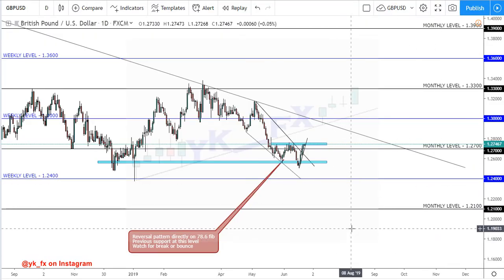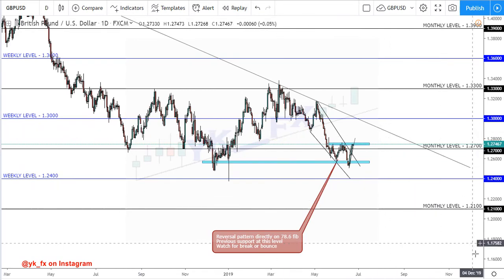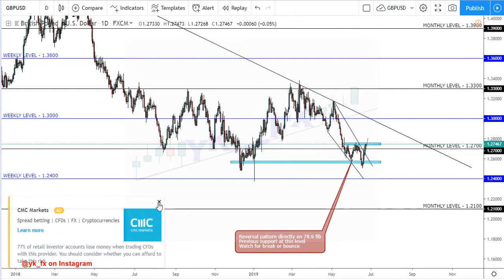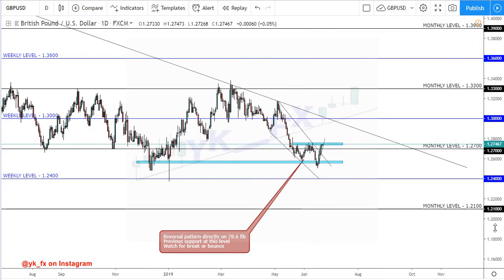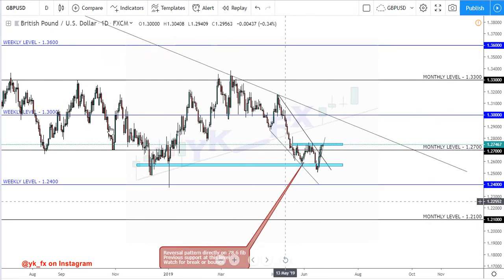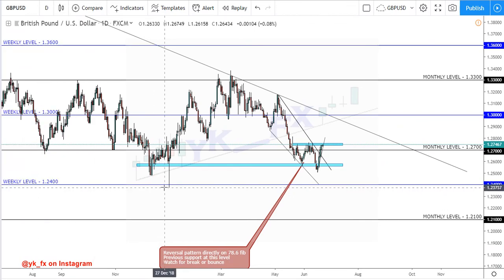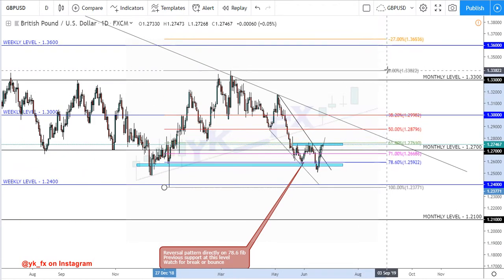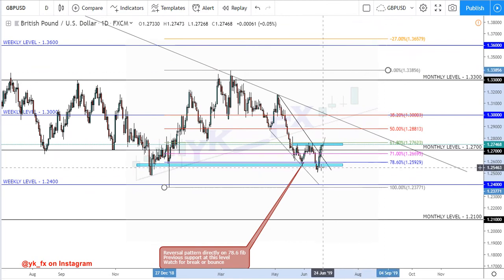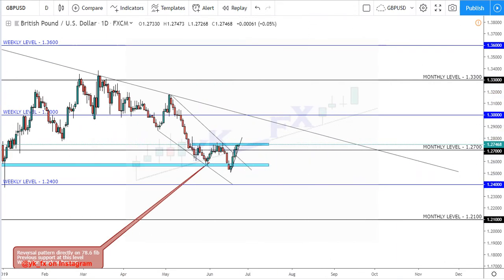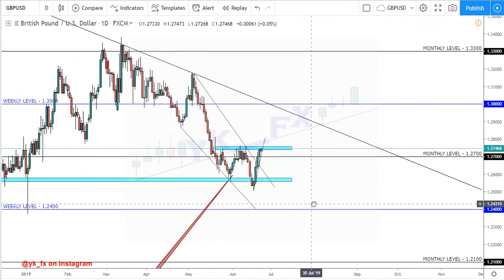Which I've only been over once or twice for you guys, just because I haven't liked price action recently, but I'll come back to it because there's a couple of potentially nice opportunities. This note I made then, a reversal pattern directly on the 78.6 fib. Just like some of the other pairs, if we draw this fib, swing low, swing high, this reversal pattern is right around the 78.6 fib. Okay, we've dipped just below, but that's fine, and we're still in the region.